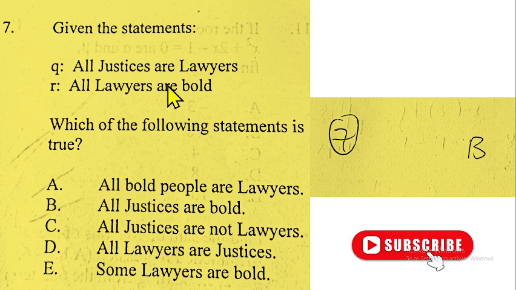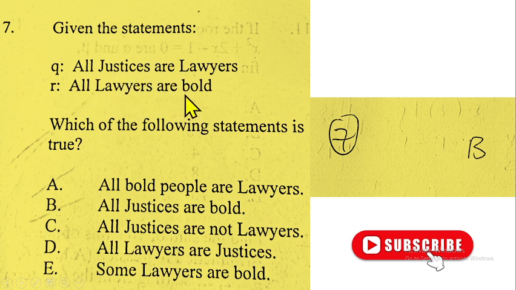Question number 7 is on propositional logic, from logic. Given that the statement Q, all justices are lawyers, and proposition R, all lawyers are bold, which of the following statements is true? All bold people are lawyers. That is not true. All justices are bold, because all justices are lawyers and all lawyers are bold.